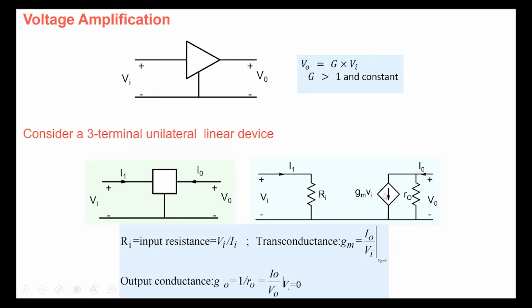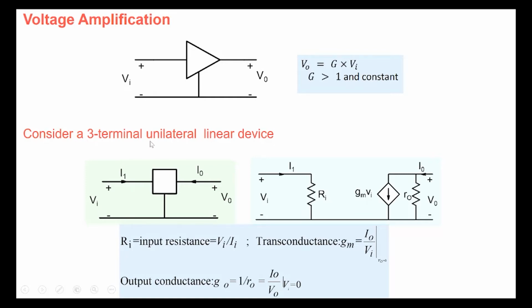But this component of the current I0 equals gm Vi, so it depends on the input voltage here, and that's why we call it the transconductance. Note that its units are conductance, because it relates current to voltage, but because it's related to a voltage applied across a different pair of terminals, we call it a transconductance. So gm is transconductance, R0 is output resistance or output conductance, and Ri is input resistance here.